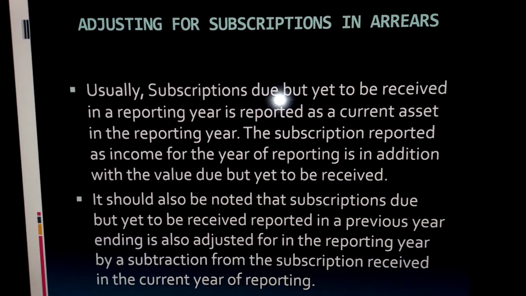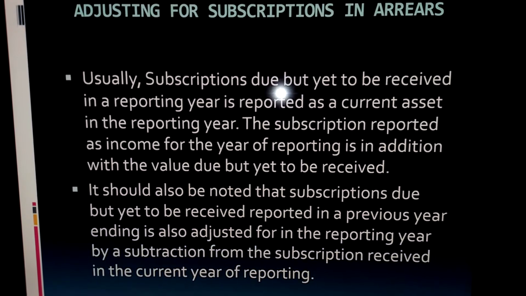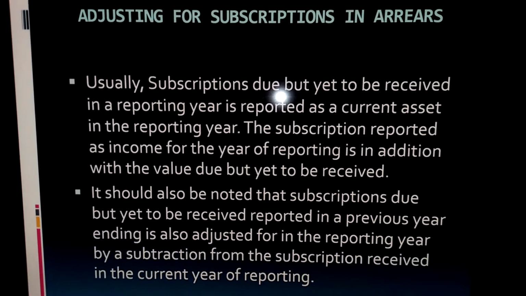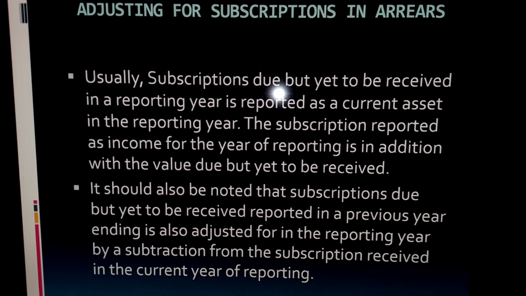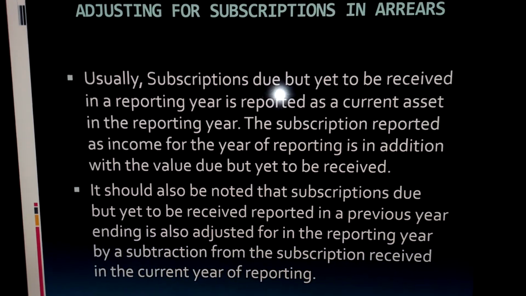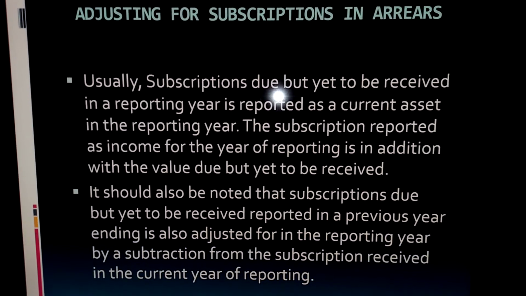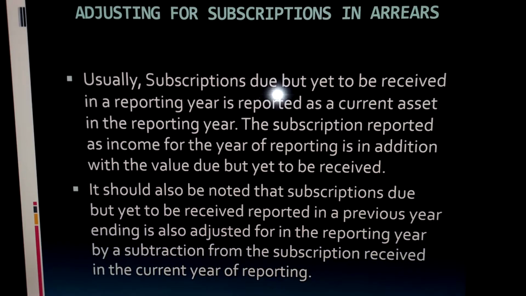So you add it up to get the amount that will go to income and expenditure. But if you have any arrears that were reported in the previous year, which is the beginning of the current year, you will deduct. So basically, that subscription in arrears for the current year is an asset, because now members are the ones owing the organization.